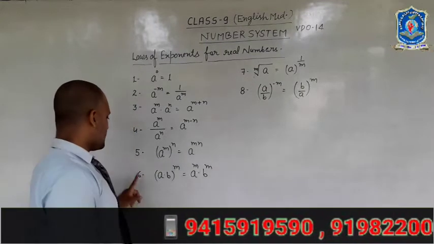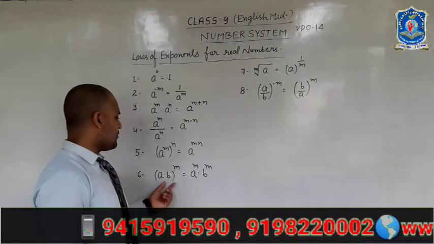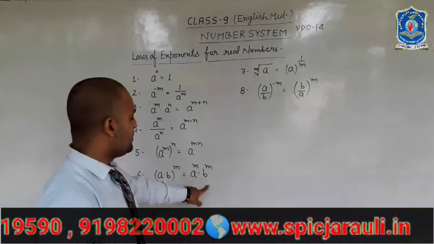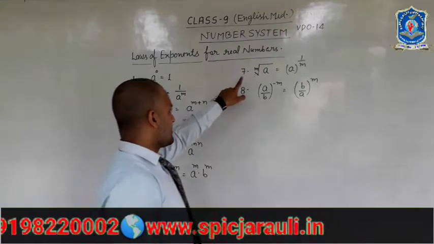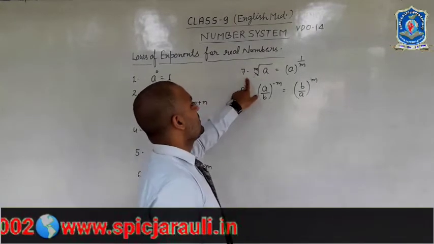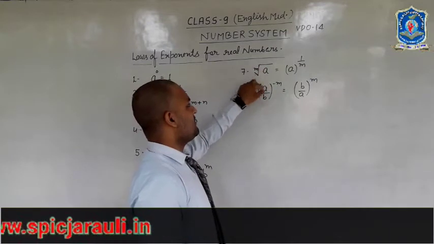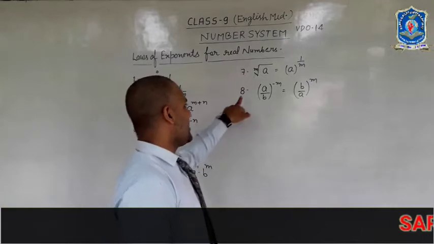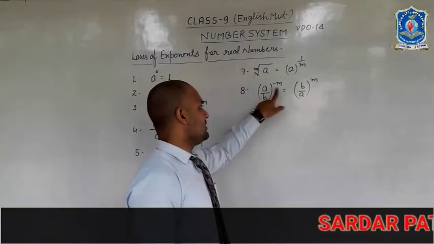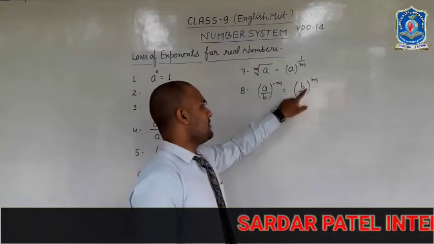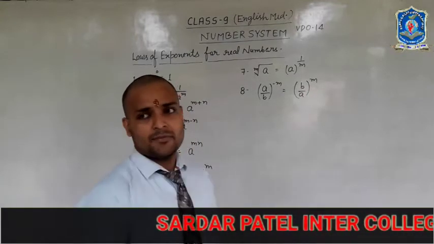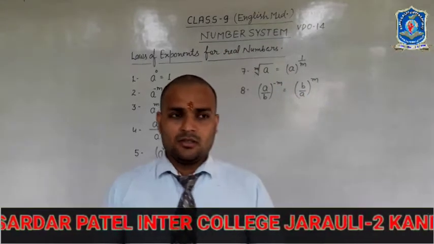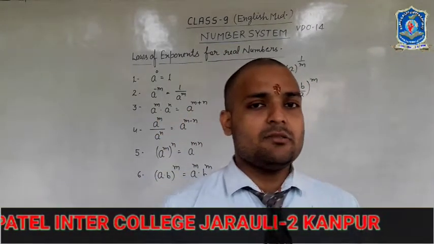Now the sixth is (a·b) to power m equals a to power m times b to power m. The seventh is the m-th root of a equals a to power 1 upon m. And the last one is (a upon b) to whole power minus m, which will be (b upon a) to whole power m. These are the 8 laws of exponents that will be used in exercise 1.6.